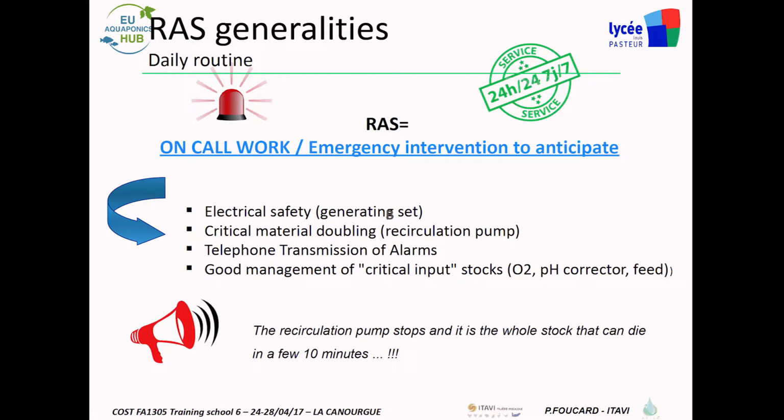For commercial RAS, you need to have electrical safety, to double the critical material, like the recirculation pump, to be able to launch another one if the first one stops. You need telephone transmission alarms, and a good management of critical inputs like O2, pH corrector, and feed.